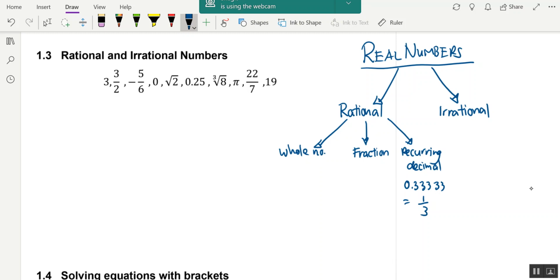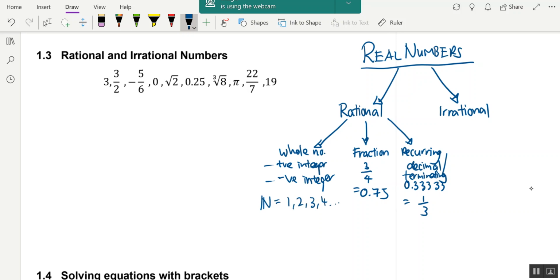1/3 is a fraction. A fraction can also be expressed as 3/4, and this will become a terminating decimal. So a terminating decimal is also a rational number. Recurring decimal or terminating, that means it has an end. Whole number, don't need to say. We have the positive integer and the negative integer. Remember your natural numbers start from 1, 2, 3, 4, and so on and so forth.